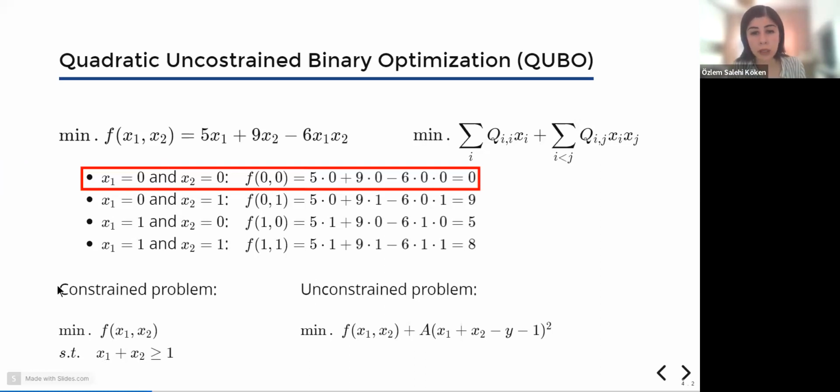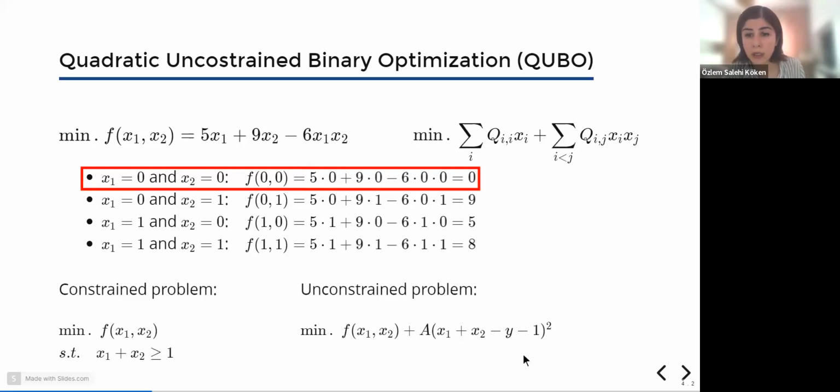But what you do in such a case, if you would like to obtain a QUBO formulation, is use a method called penalty methods, where you incorporate your constraint into your objective function as penalties. First of all, this is an inequality, and we first convert it into an equality by writing X1 plus X2 plus Y equals 1.